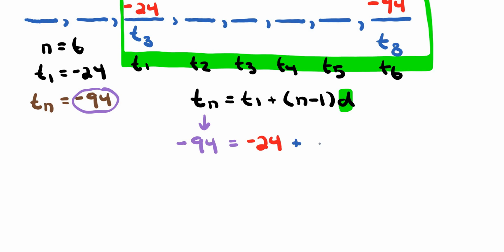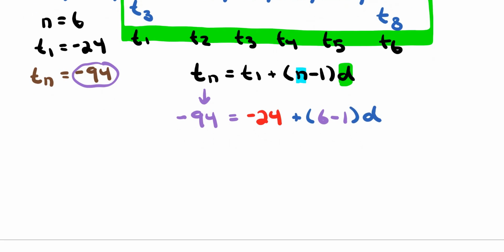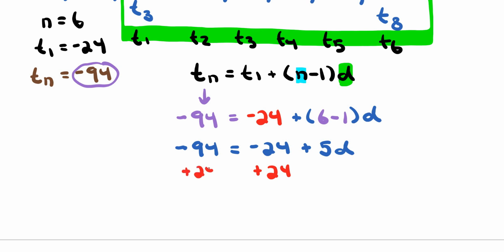And then I'm going to add my n minus 1, and my value of n, we know that the value of n in this case, there's going to be 6 terms now, so this will be 6 minus 1, and then I can multiply by my common difference d. Okay, let's go ahead and do the math here. So I have negative 94 here, equals to negative 24 plus 5d, and then I can add 24 to both sides.